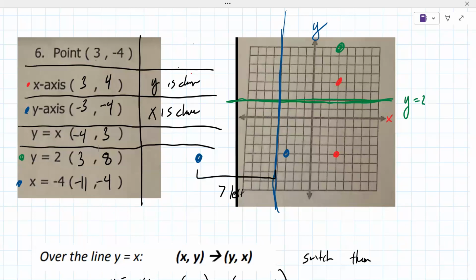Any thoughts on that? Questions? No. So number 7 is going to be tough because it's not there. That's okay. We'll just do it anyway.